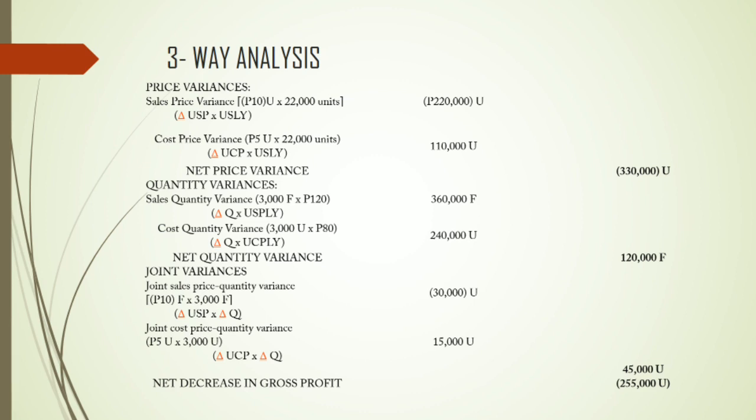And we will be getting the net decrease in gross profit. We add the 330,000 unfavorable and the 45,000 unfavorable minus 120,000 favorable and we will be getting the 255,000 unfavorable in negative, just like what we got in the gross profit and the two-way analysis.